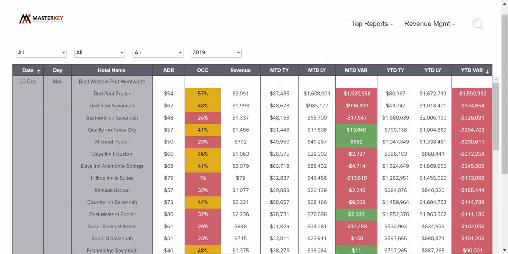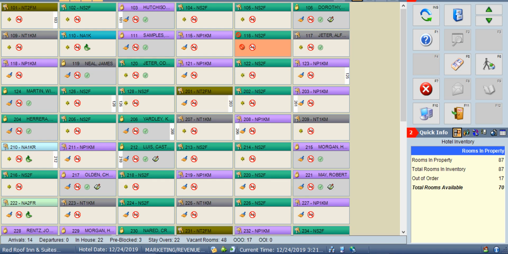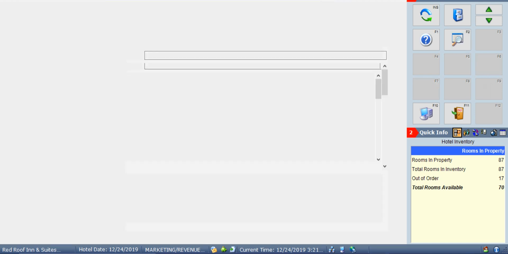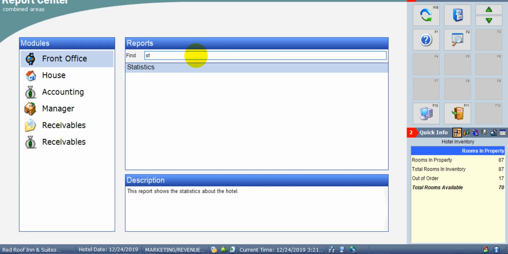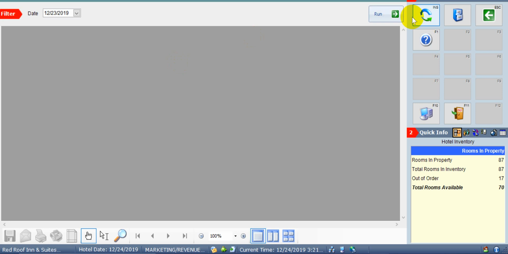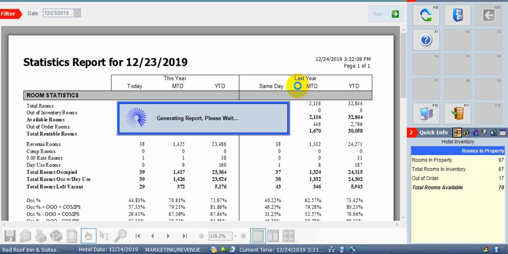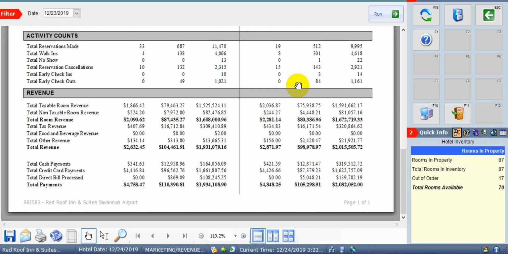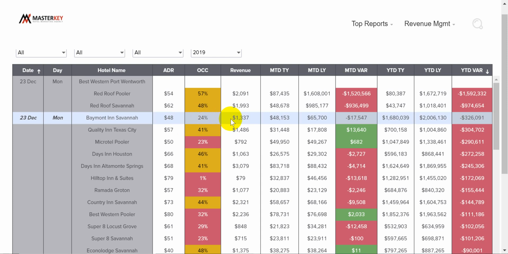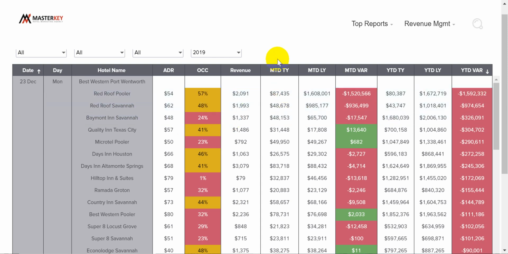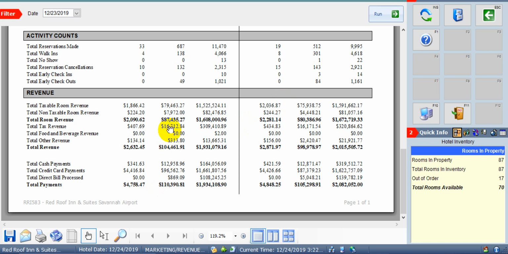So it looks like it. I'm just going to pull up the Red Roof information. This is the Red Roof hotel system. I'm just going to pull it up and see what information they entered incorrectly. We're going to see that in a minute. So here is the statistics report. So $87,000 is $435 for this year, for this month, has been entered correctly.